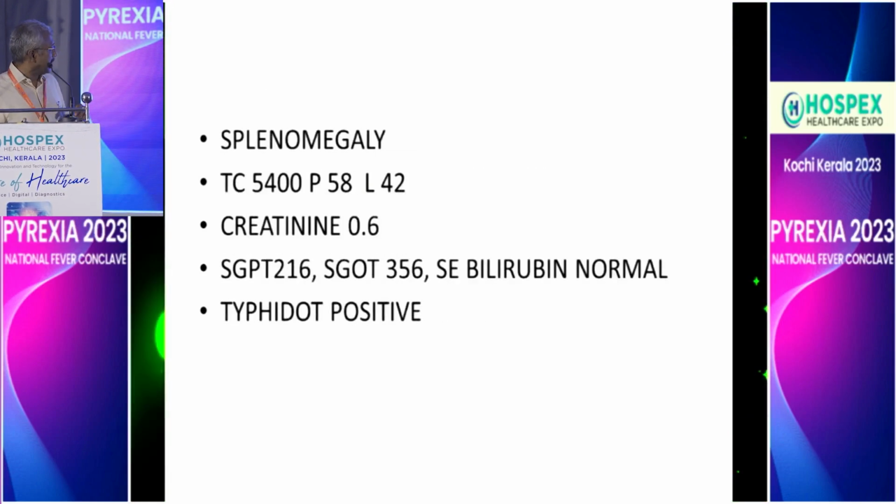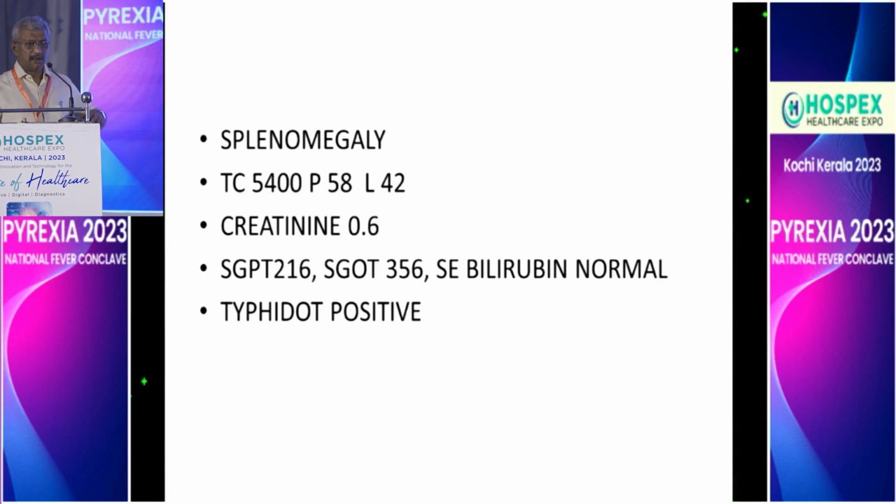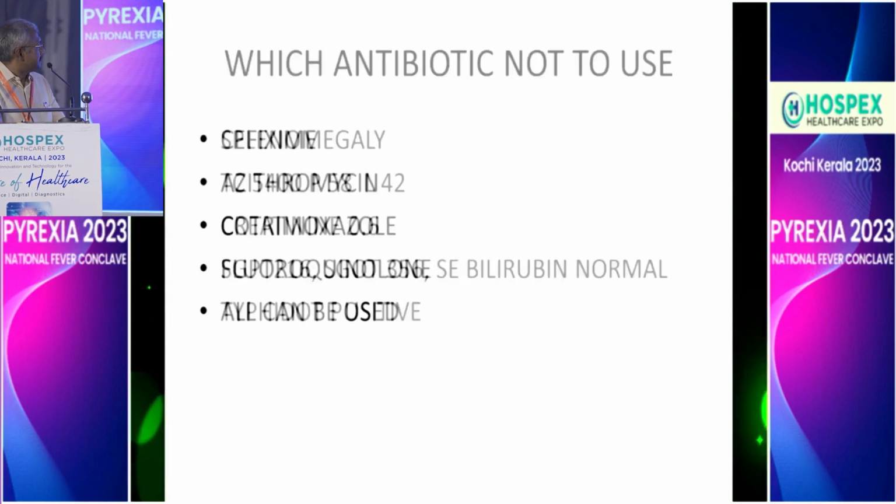Okay, he has splenomegaly, normal counts, polymorphs 58%, RFT is normal, LFT shows elevated SGPT and SGOT, and typhoid is positive. So we are thinking of typhoid, which is a point here. Now next slide. So what will be the best option here?